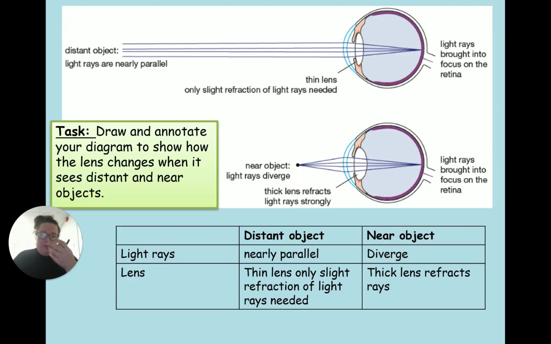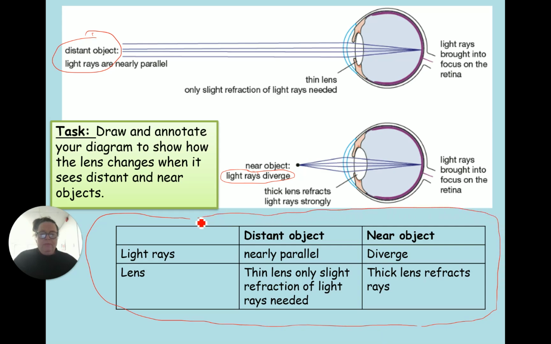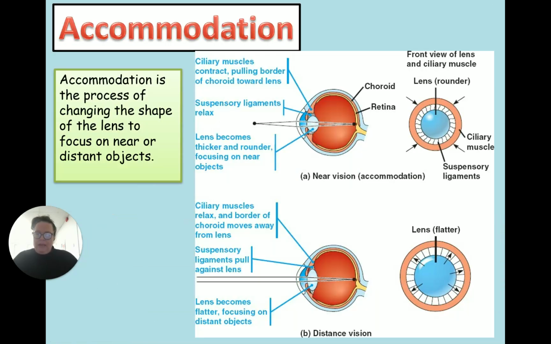This is basically the same diagram, just written in a slightly different way. Let's have a look at the lenses and the parallel lines. So distant object, parallel lines, thin lens, near object, divergent light rays here, and a thick lens. Now if you need to write it down rather than having to draw the pictures, I put this for you here. So if you want to pause and just jot it down, you could do that now. Right, well done. Let's have a look at the next one.